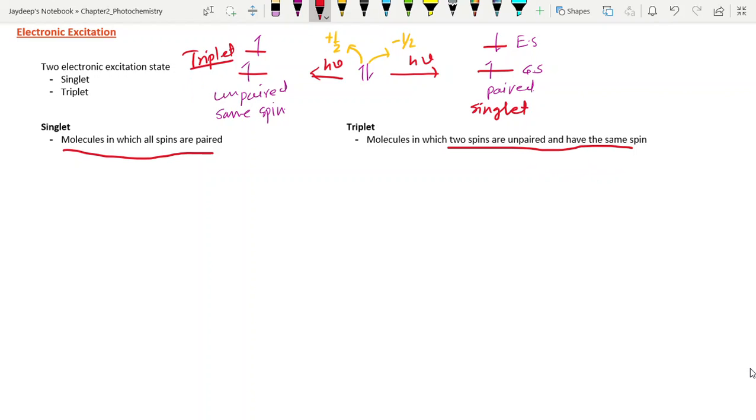Okay. Now here we are going to calculate the spin multiplicity.